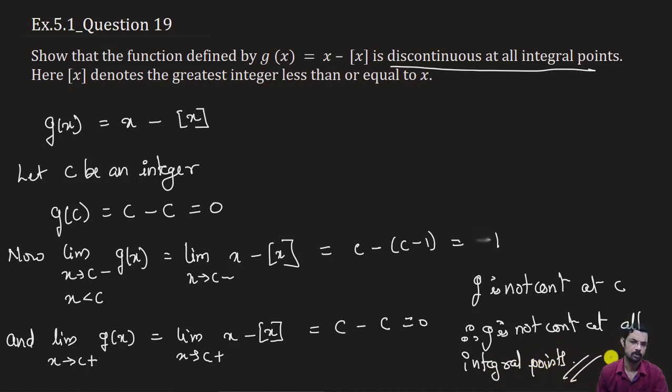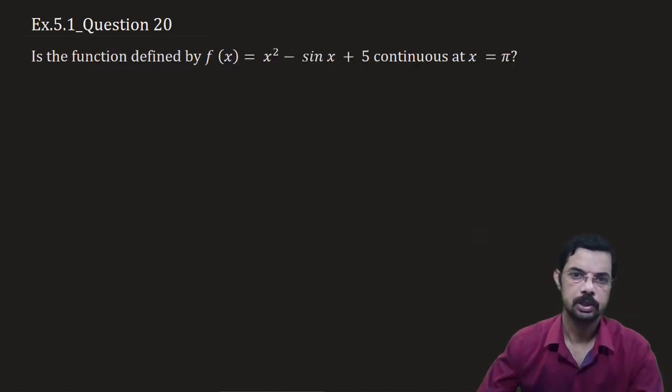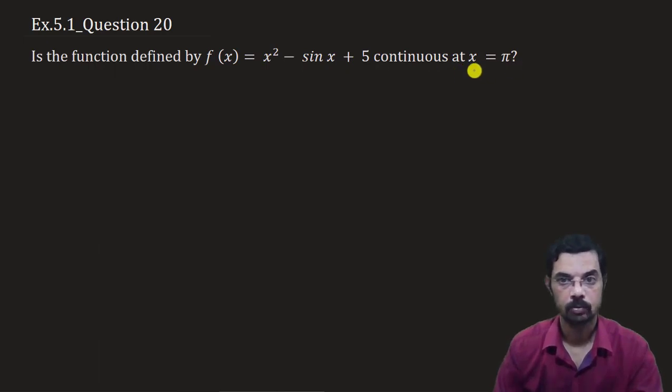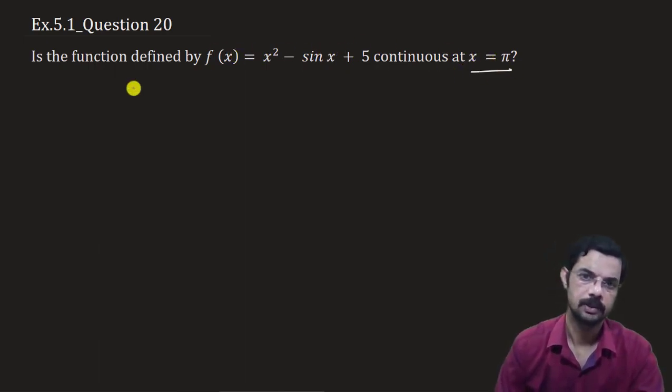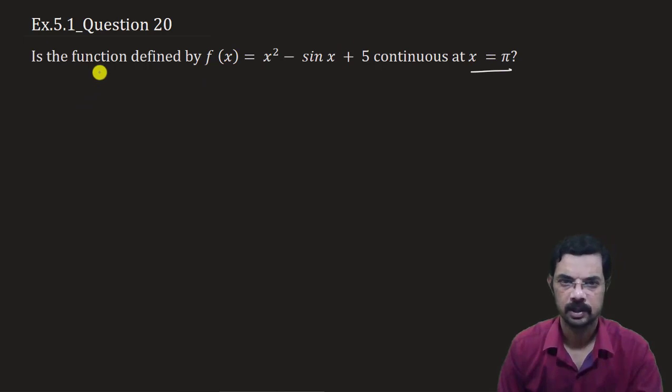That's it. Simple question. Next, question number 20. Is the function defined by f of x equal to x square minus sin x plus 5 continuous at x equal to pi? The function is very simple. X square plus 5 is continuous and sin x is also continuous throughout R. Therefore, it should be continuous everywhere.